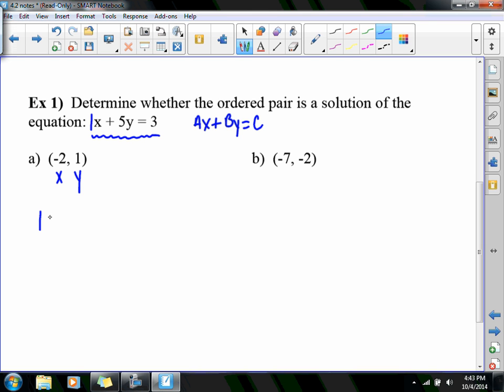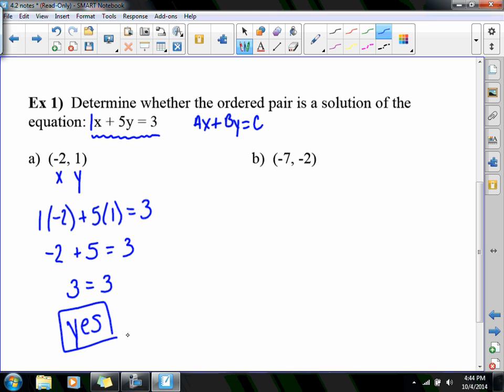So I'll have 1 times negative 2 plus 5 times 1 equals 3. And now I'm going to see if the left side equals the right side. So 1 times negative 2 is negative 2. 5 times 1 is 5. And negative 2 plus 5 is 3. And 3 does equal 3. So yes, that ordered pair is a solution to that equation. That means if we graphed that equation, that ordered pair, negative 2, 1, would be on the line when we graphed it.